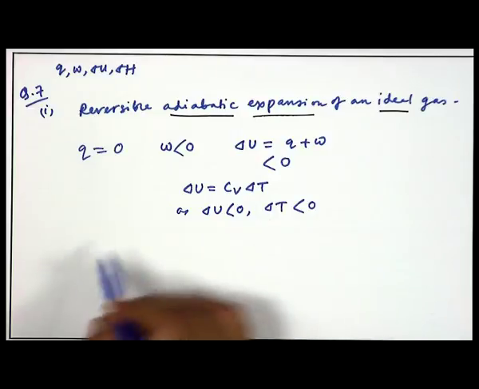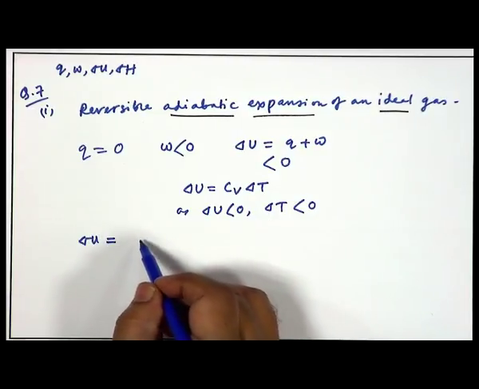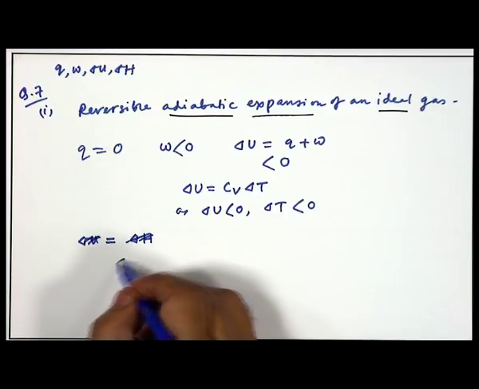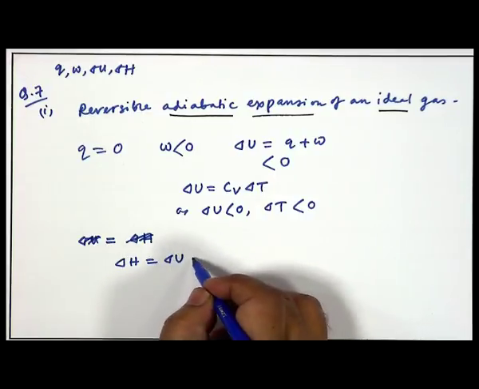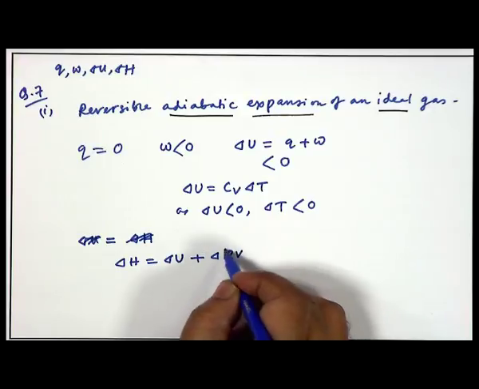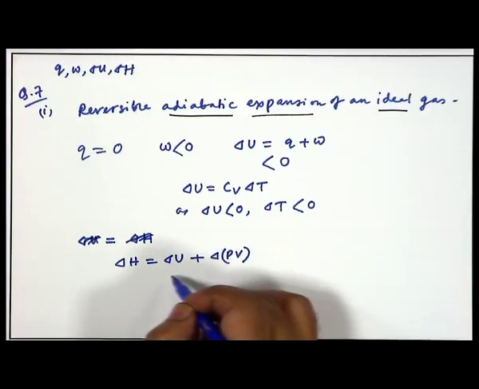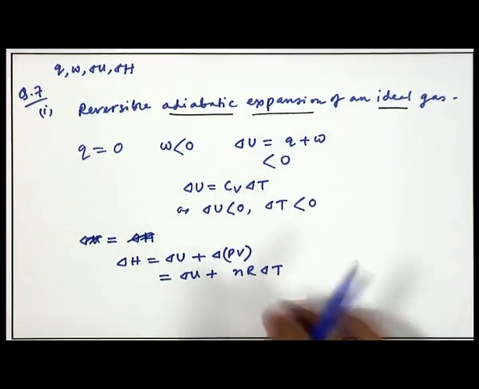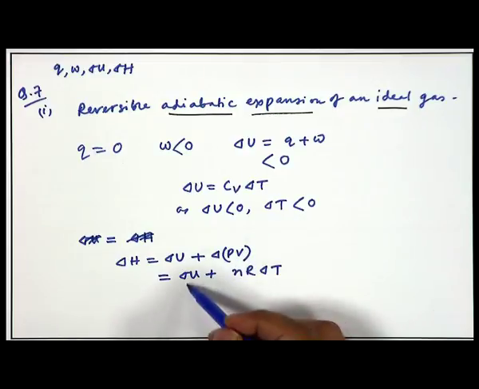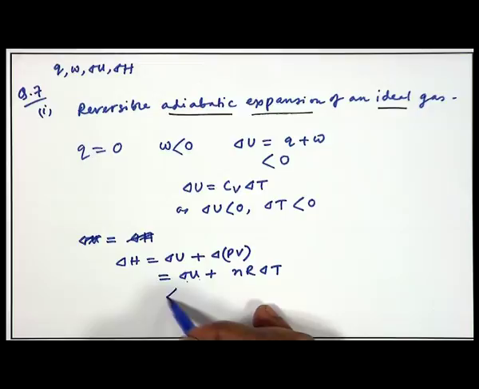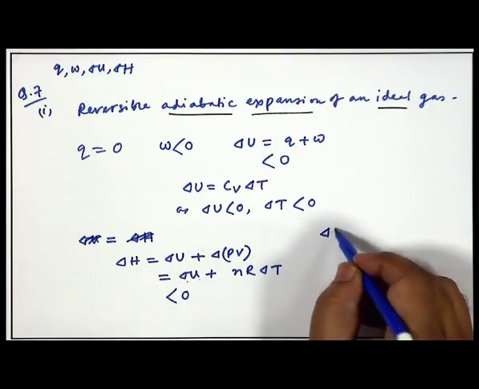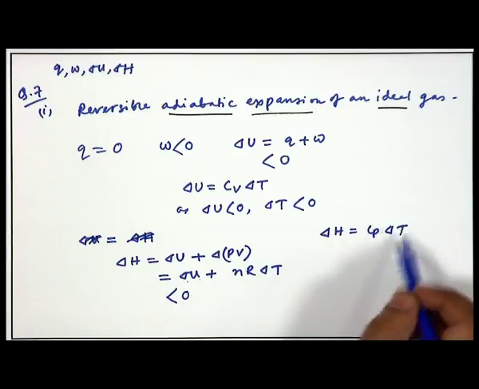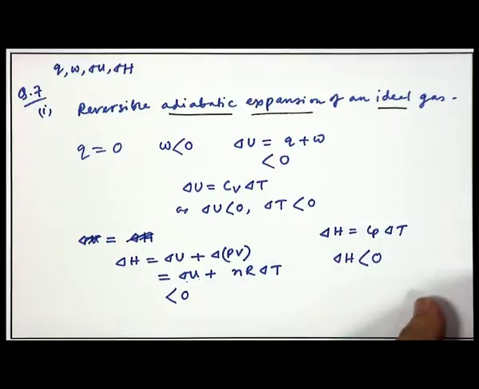Which means, if I now write del H, we know del H is del U plus del PV. Instead of PV, we can write nR del T, for an ideal gas. Now, del T is negative, del U is negative. So, del H has to be negative. You can get it directly also: del H is C_P del T for an ideal gas, and because del T is negative, del H also has to be negative.